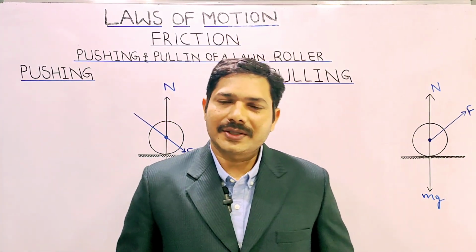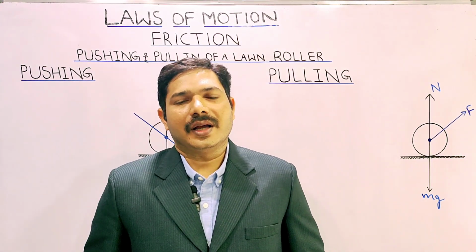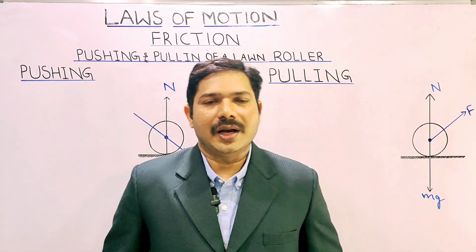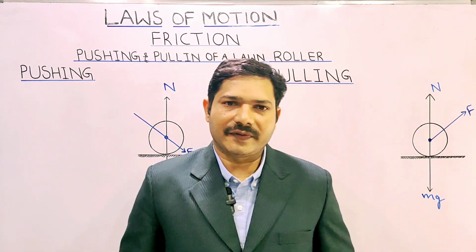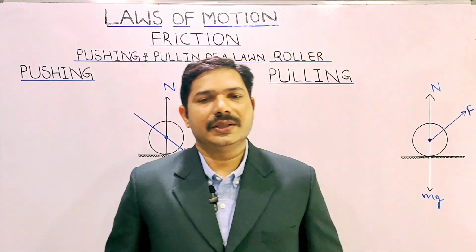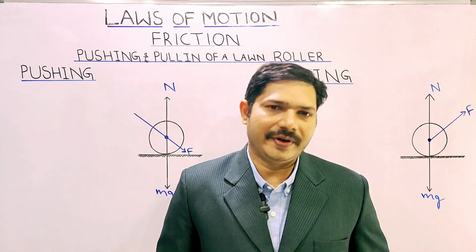In the last part 5, we discussed friction, types of friction, advantages and disadvantages of friction, and methods to reduce friction. This is all we discussed, and based on that, some numericals also we did.